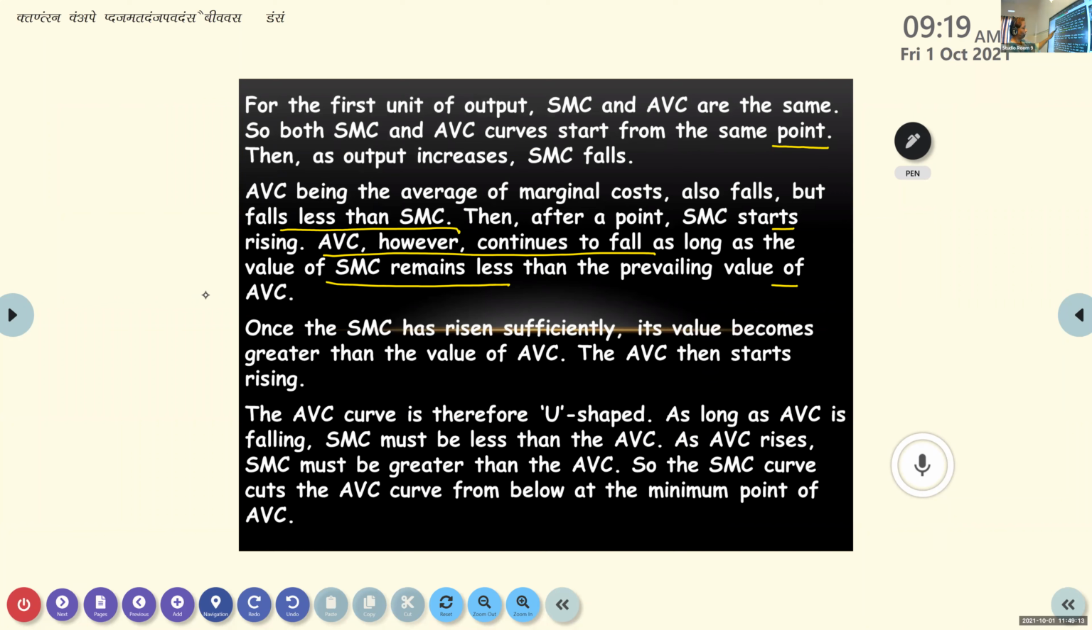AVC falls, but the fall is less than SMC. That means, less than SMC means what now? SMC is falling more, right? So that is why MC is below. After that, what happens to MC? MC starts rising. Even as it starts rising, at that time also AVC keeps falling, low, low, low. It will fall till the point where MC and AC are the same. Okay, so with this second point, I will end.